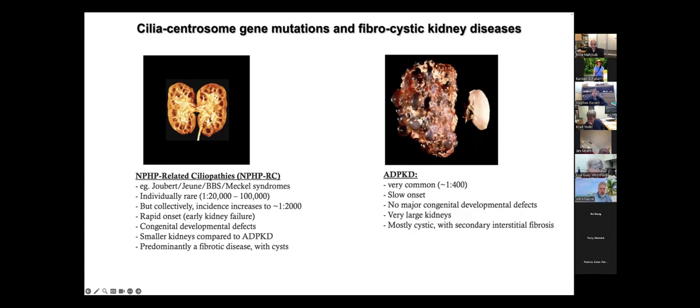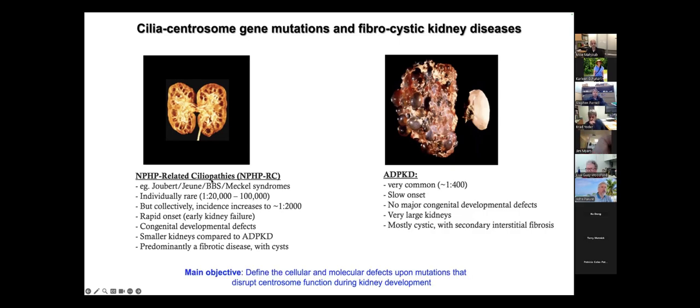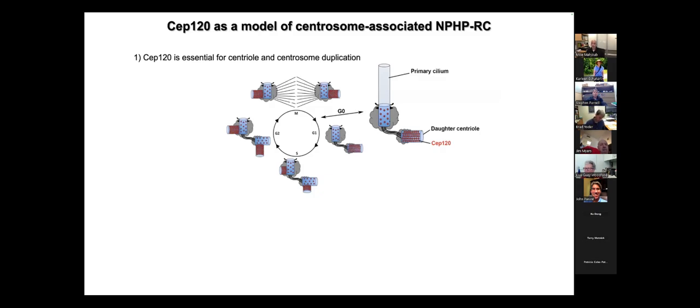So this disease has been very heavily studied, and the link to cilia established. This hasn't been studied as well, and the link with regards to centrosome biology is not established at all, I would say. There are only a very few papers that have looked at centrosomal genes in this context at all. So our main objective was to define the cellular and molecular defects upon mutations that disrupt centrosome function during kidney development and compare it to loss of ciliary signaling function or loss of cilia structure itself. So we are trying to tease apart the additional contributions or roles of the centrosome in the disease outcomes.